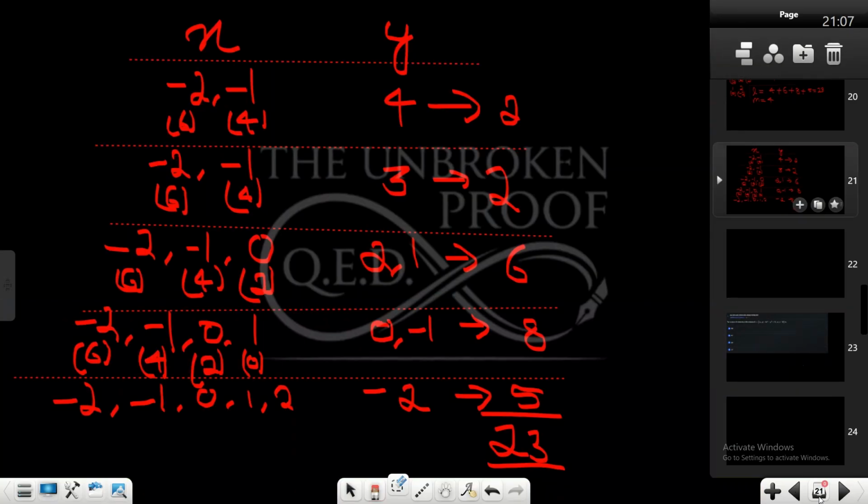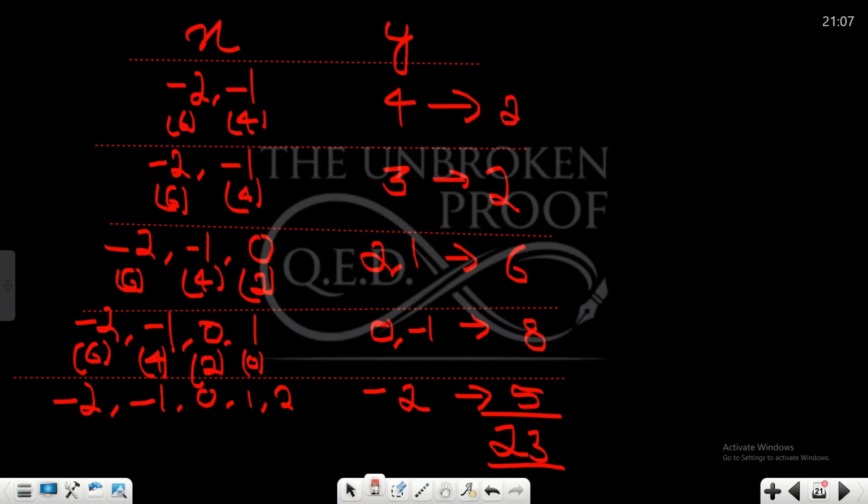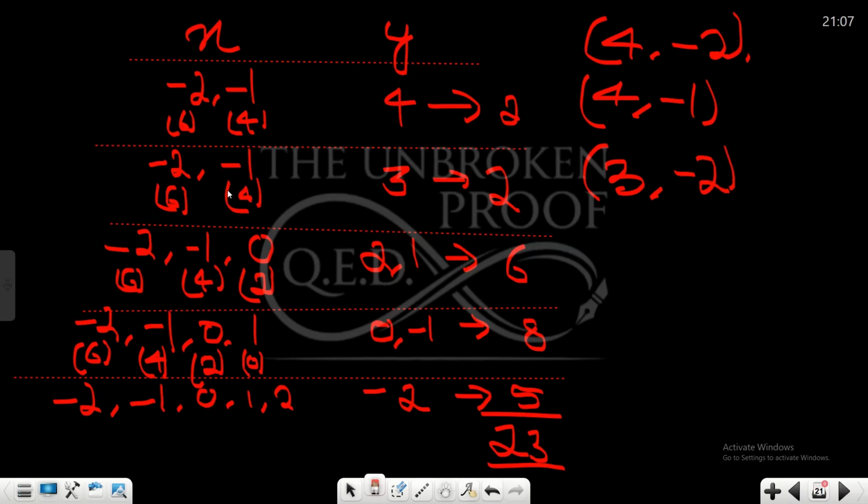Now if you see, for -2 and 4 you do not have the symmetric one, so you have to add 4 -2. For -1 4 you do not have, so we need to add 4 -1. And for -2 3 also you do not have, so we must add 3 -2. For -1 3 also you do not have, so we must add 3 -1. And for -2 2 we have 2 -2. And for -1 2 we have 2 -1. Do we have 2 -1?